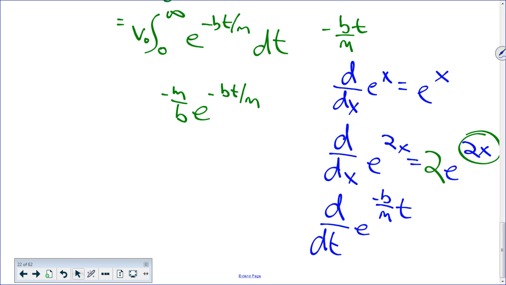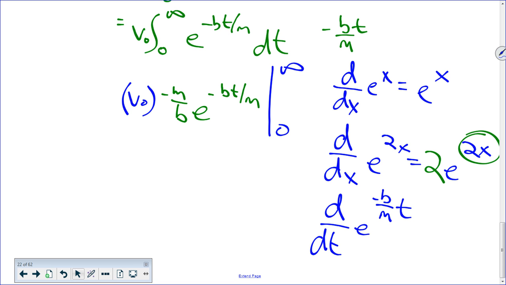Would it be negative m over b? I don't know yet. You're way ahead of me. I just want to make sure everybody's okay with the integral. If I'm sensing we lost some people, let's finish it up. We'll have time to do cleanup. Okay, so that's my integral. Don't forget we're multiplying it by v naught. And now you just plug in 0 and infinity.